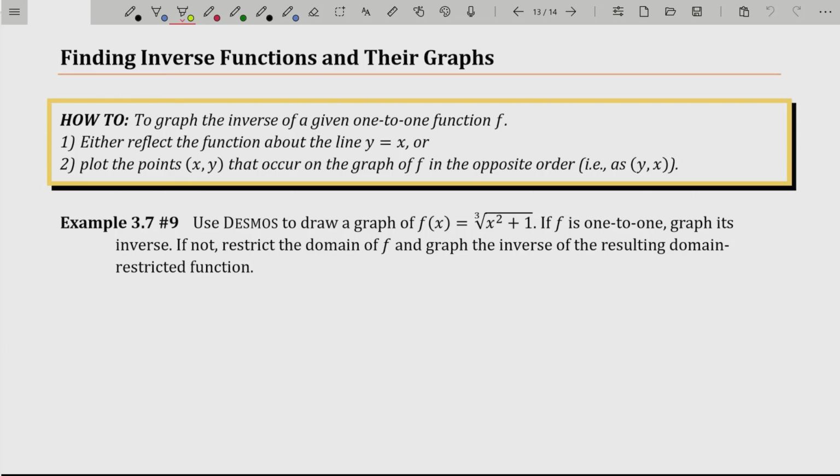And then if f is one-to-one, which it will not be, I'll just give you a heads up right now, we're going to graph its inverse. Well, since it won't be one-to-one, we need to restrict the domain of that function and graph the inverse of the resulting domain restricted function. End all be all is just graph the inverse of the function that it's been stated. And if it's not invertible, force it to be invertible.